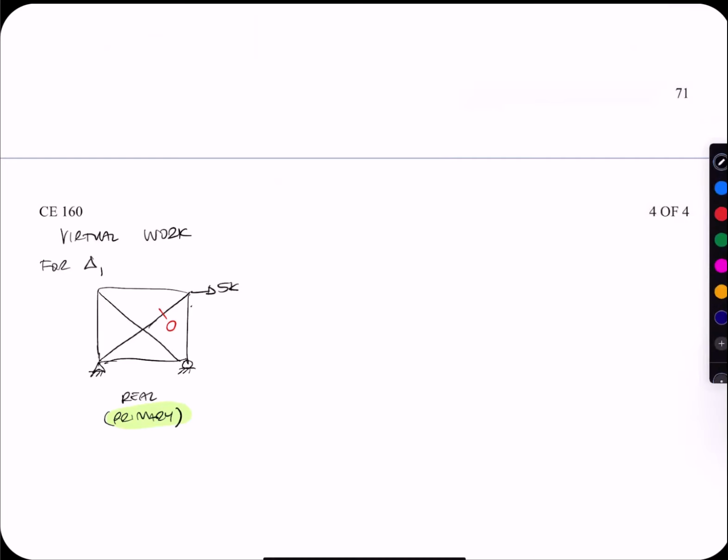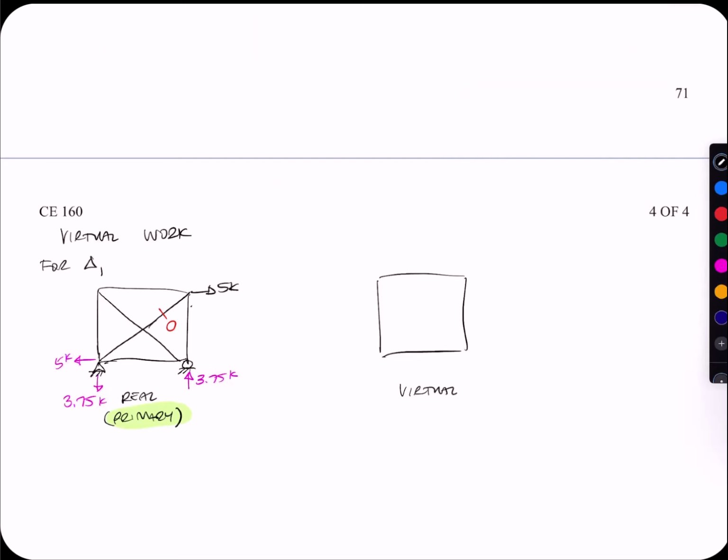And the good news is our reactions are the same because externally we haven't changed anything. We still have the 5 kip load. We didn't change our reaction supports, so this is still 3.75 kips. 3.75 kips and 5 kips. The only thing we changed was internally, that member is a 0 force member. And we can draw the virtual structure.